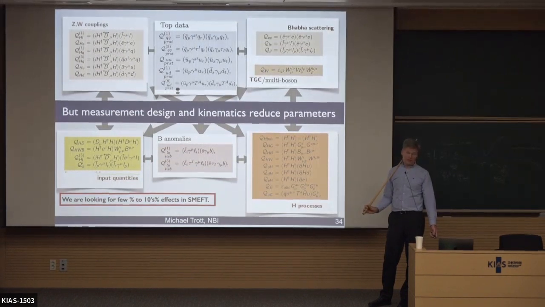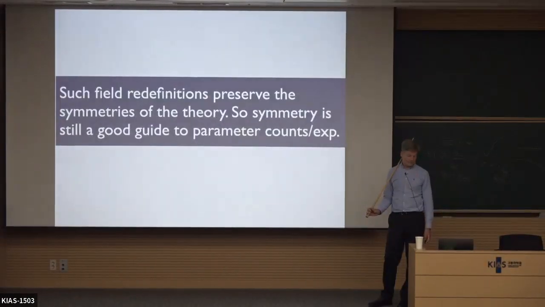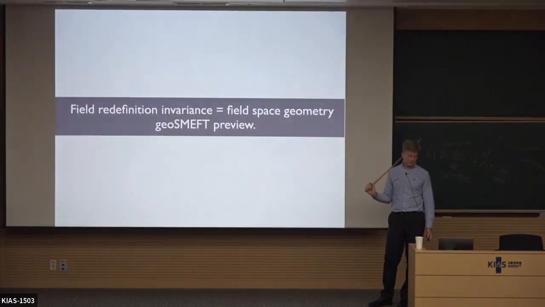Okay, but as I try to emphasize, the symmetry controls things, and so you can also choose your measurements so you can actually have a reasonable number of parameters in that program. So when the field redefinitions preserve symmetries, it's pretty easy to interpret things, and essentially symmetries are still a good guide to the parameter counts.